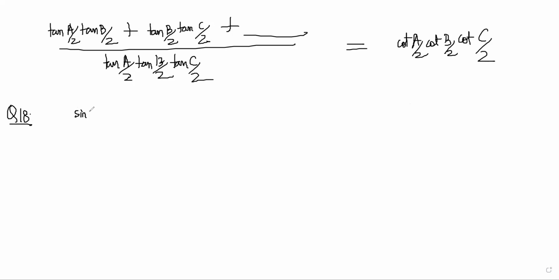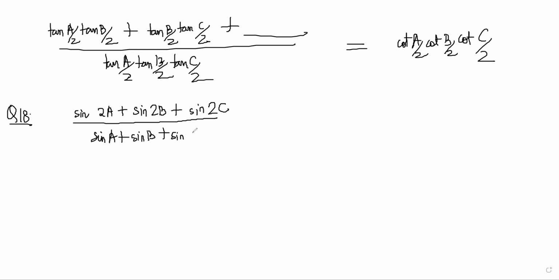You have to prove that (sine 2A plus sine 2B plus sine 2C) divided by (sine A plus sine B plus sine C) is equal to 8 sine A by 2 sine B by 2 sine C by 2.